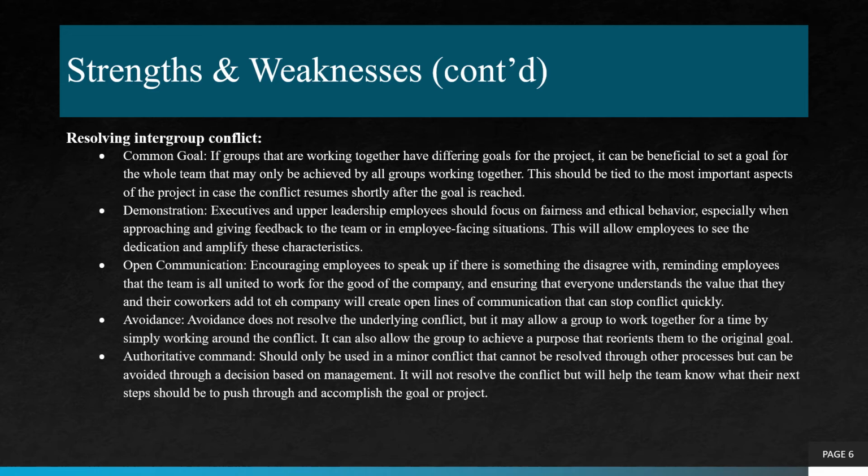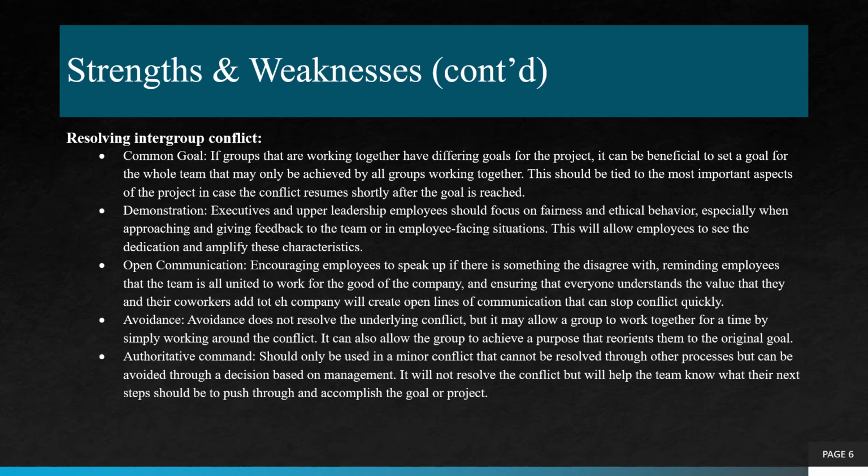Demonstration. Executives and upper leadership employees should focus on fairness and ethical behavior, especially when approaching and giving feedback to the team or in employee-facing situations. This will allow employees to see the dedication and amplify these characteristics.